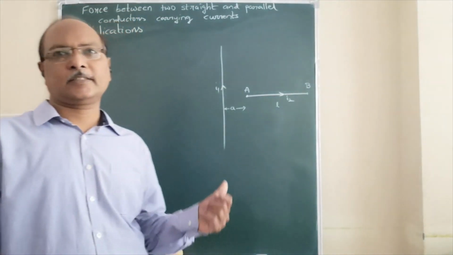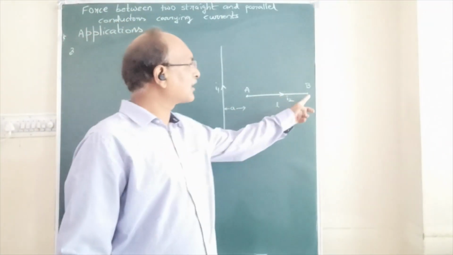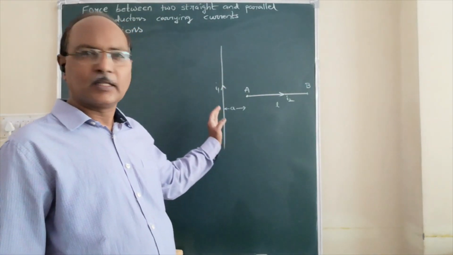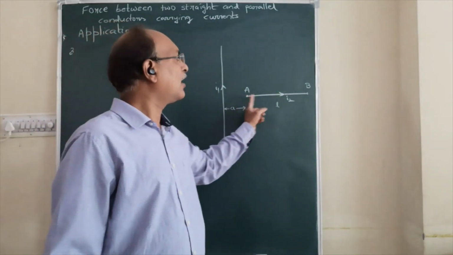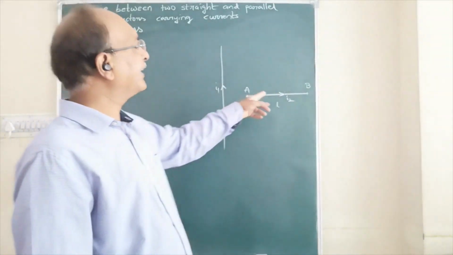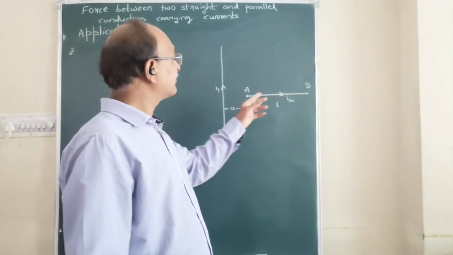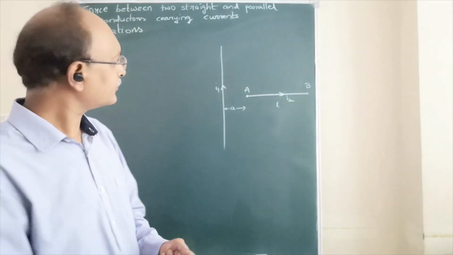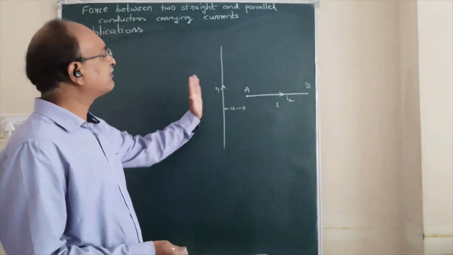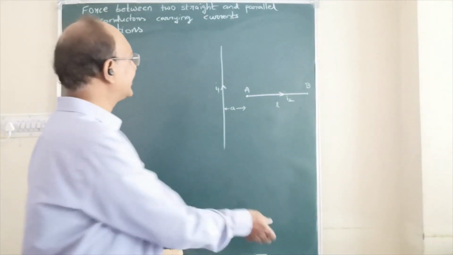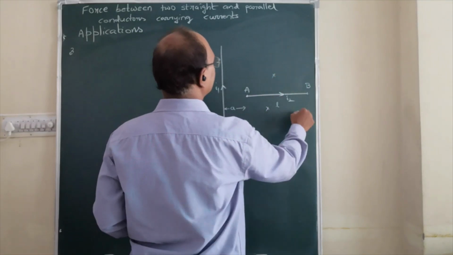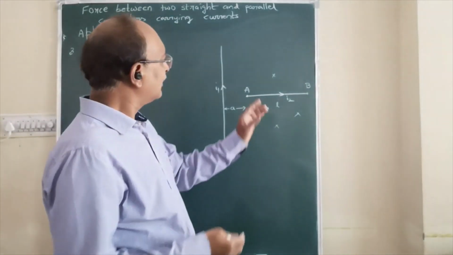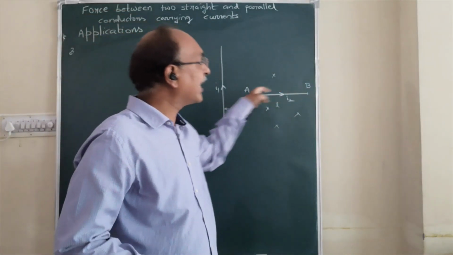So next we find the force on a horizontal conductor. There is a wire carrying a current I1. And we have a horizontal conductor carrying a current I2. What is the force acting on this wire? That is what we have to find. Now, due to this wire, the magnetic field is into the plane.